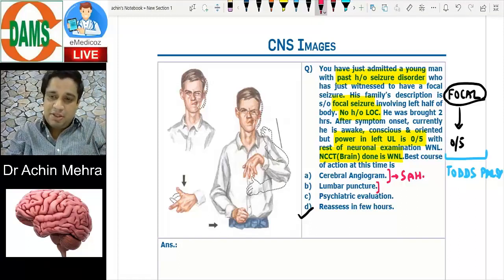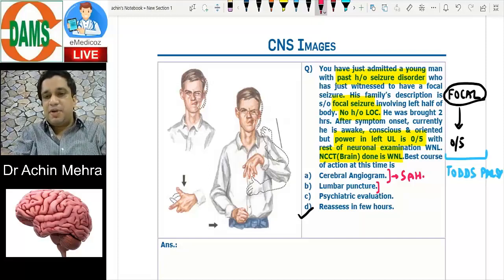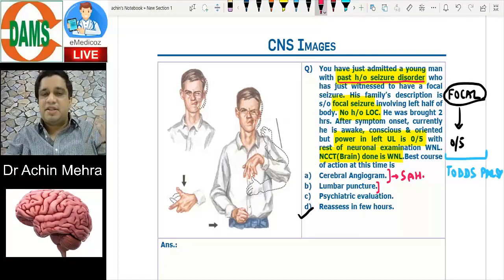Lumbar puncture is something totally out of syllabus because he doesn't fit into a history of a CNS infection either. If I'm suspecting meningitis, I should have fever, headache, and altered sensorium. We can have seizure also in cases of encephalitis, right? Now psychiatric evaluation is not very helpful here because there is a past history of seizure disorder in the patient. So going and labeling him as a case of pseudo seizure won't really help me. So reassess in a few hours is the best answer.